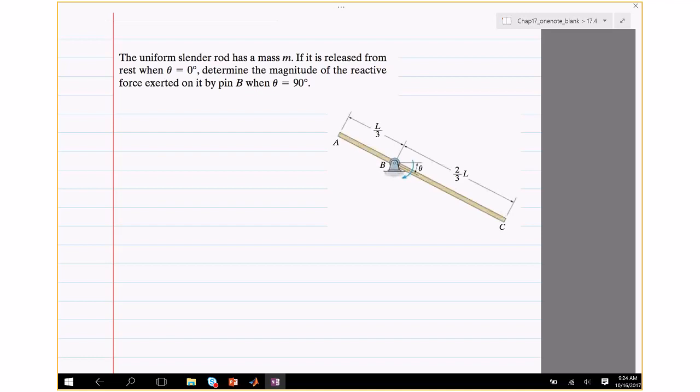Okay, so a uniform slender rod of mass m is released from rest when theta is 0. So it's released from this position. This is theta equals 0. Determine the magnitude of the reactive force exerted on it by pin B here when theta is 90.